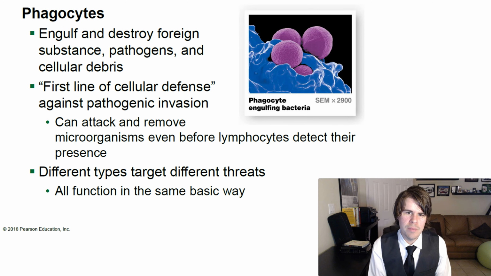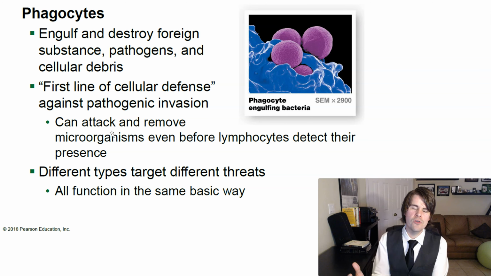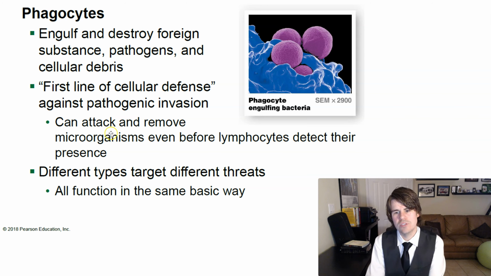Phagocytes literally means cells that eat. And so they engulf and destroy foreign substances. You can see here a phagocyte engulfing circular bacterial species, might be Staphylococcus, don't know. But this is the first line of cellular defense. It can attack or remove microorganisms even before lymphocytes detect their presence.